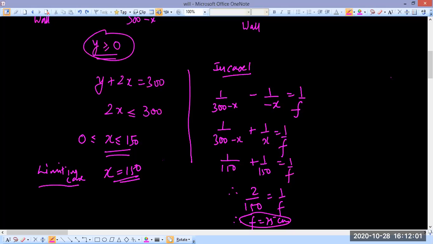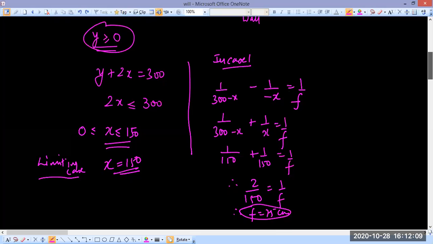But like I've said, it's not really that useful for the board exam, okay? Because we don't write the intermediate proof of what happens if we put x equal to 150. We don't prove anything like that.